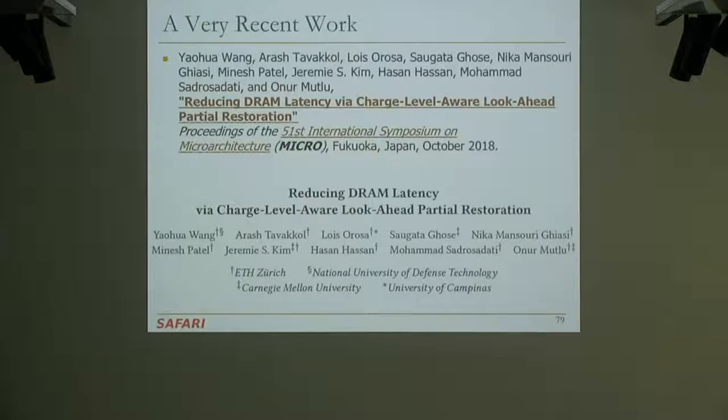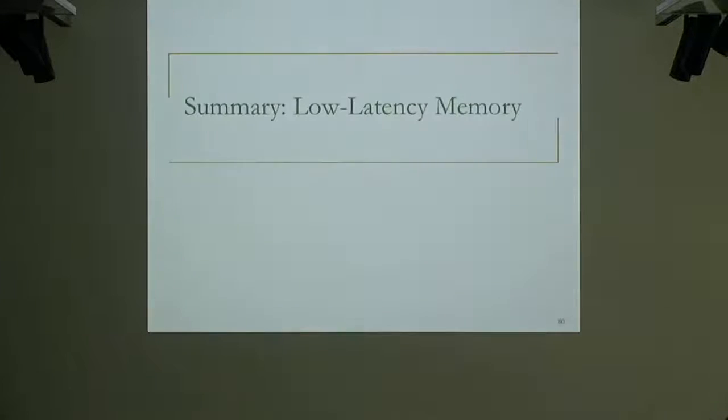Okay, so we have other works in this area. I'm not going to go through this, but this actually looks at partial restoration. This is even more complicated, and you can look at the paper. But now let's summarize a bit.